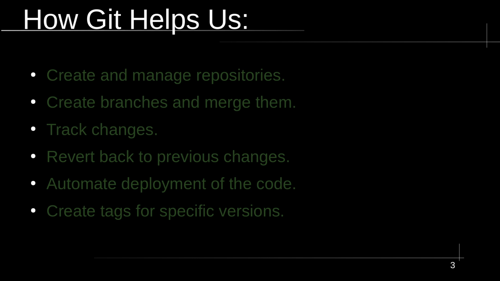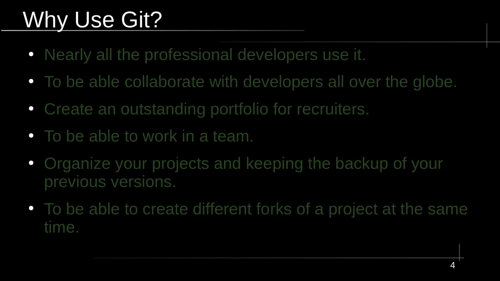So how does Git help us? It creates and manages repositories, and it also creates branches, and it enables us to merge them if they're successful branches, or delete them at a time that we don't want them. It also helps us track the changes that we've made so that later we can revert back to the previous changes. Additionally, it automates the deployment of our code. So if we have a website to deploy, it is a very good hosting service. It also creates tags for specific versions so that we can find those versions with those specific tags.